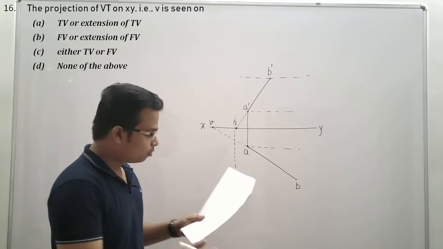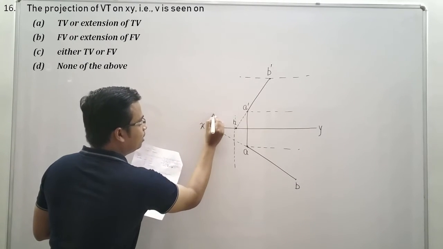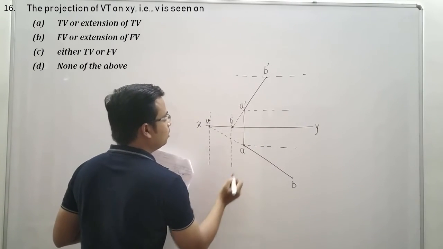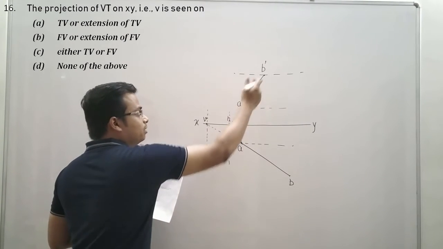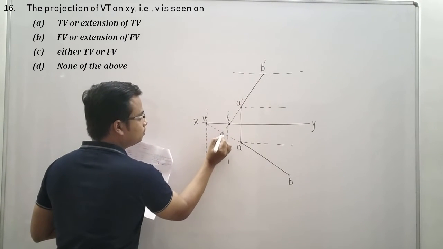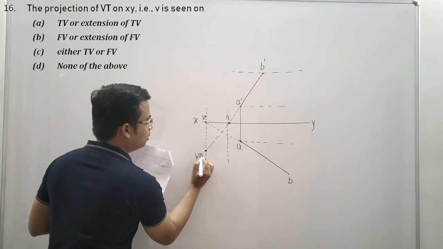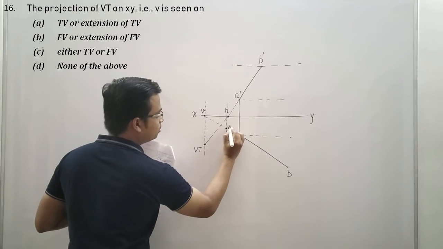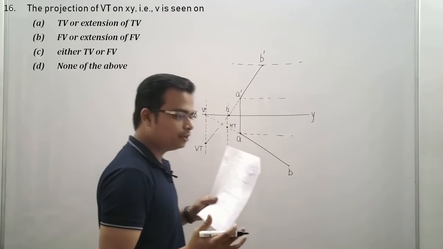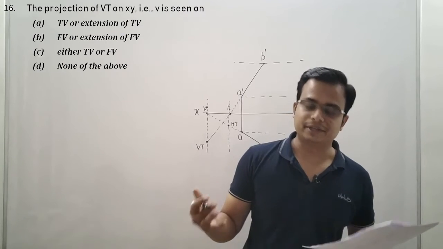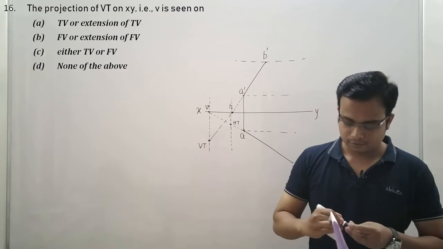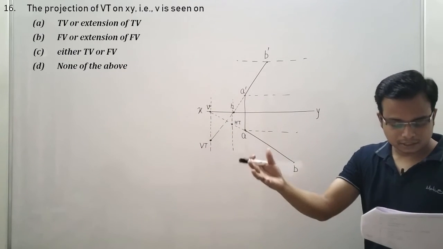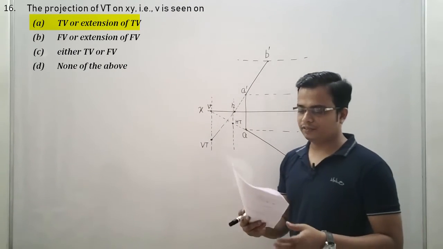V is seen on the extension of top view. This is V, and if I make a perpendicular line through V, watch carefully. If you want to find the vertical trace, just extend this. That's the vertical trace. If you want to find the horizontal trace, just extend this. Here, this is the horizontal trace, and this is basically the methodology we follow to find the trace of a line. That's it. So on extending the top view, you get this V. This was asked. Option A, TV or extension of TV.